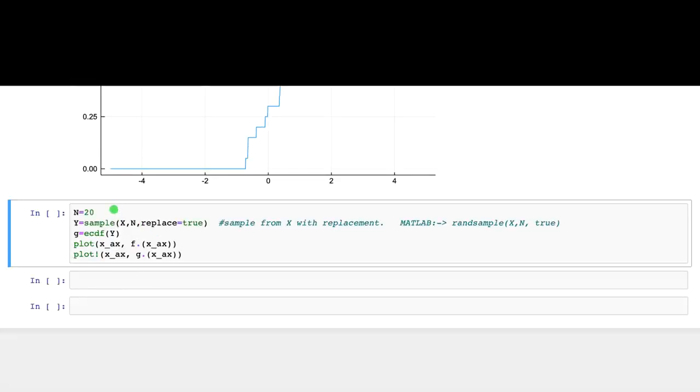Now we're going to sample 20 data points from the data X, and we're going to sample with replacement. That means that some of the data points in X might be sampled more than once, and others might not be sampled at all. In MATLAB, the command for this is randsample(X, n, true), true meaning replace equals true. We'll let G be the ECDF of this new sample Y. All the points in Y are points in X. I'm going to plot the original ECDF that we have shown here in blue, and we're also going to plot the ECDF of Y.